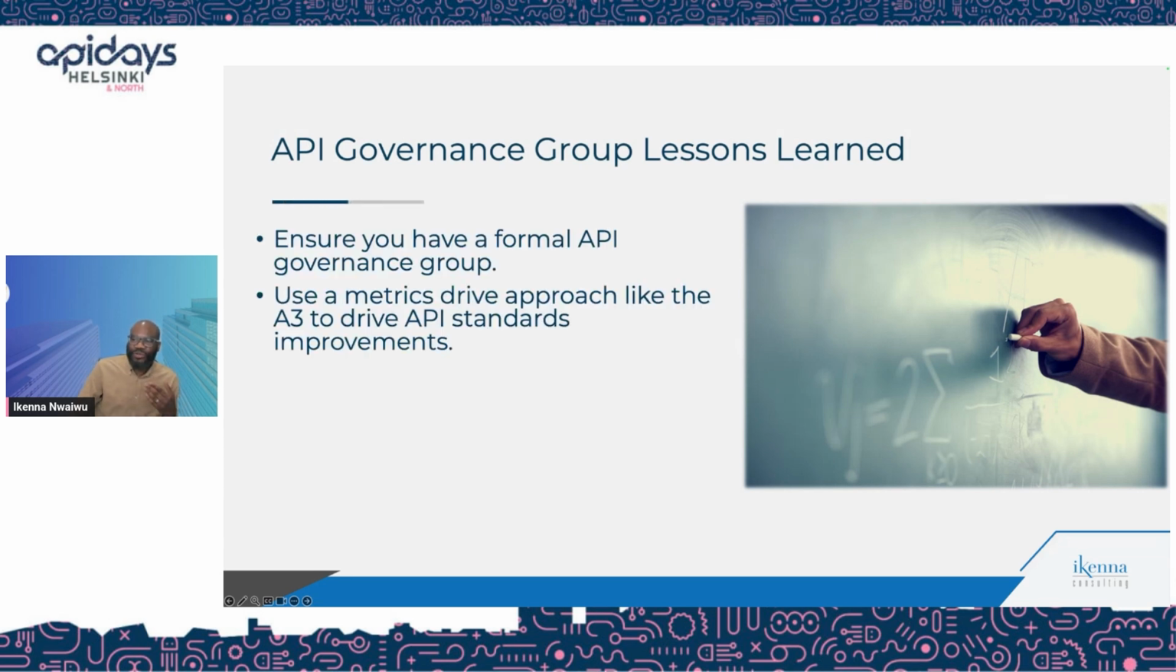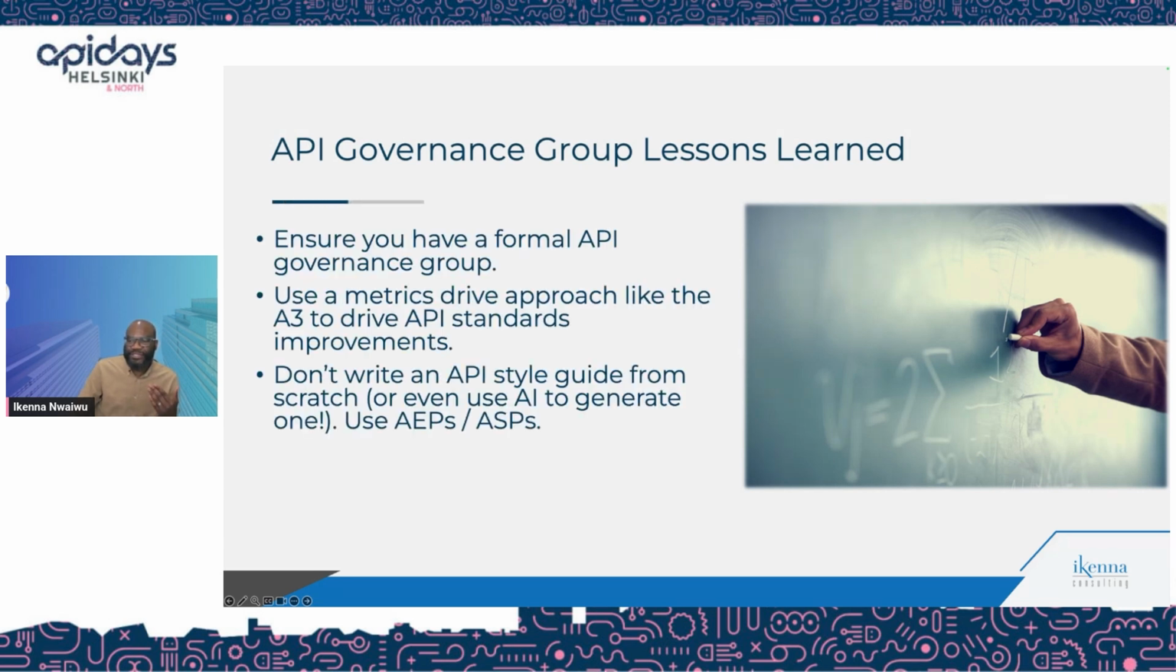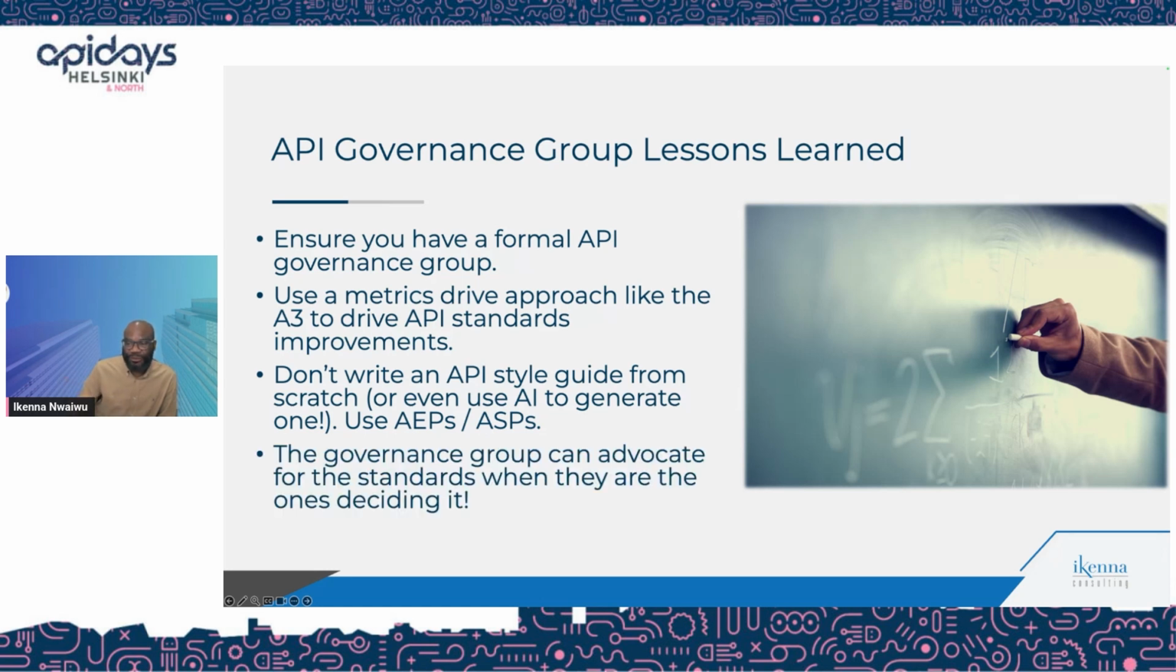So we can say: ensure you have an API governance group in place. Use a metric-driven approach like the A3 to drive API standards improvements. And don't write an API style guide from scratch or even use AI to generate one. The AEP is great, API enhancement proposals. Go to aep.dev, take a look at that, and see how you can use that for your needs. There are other API style guides there you can adapt and modify, and obviously have that governance group advocate for APIs and advocate for standards.